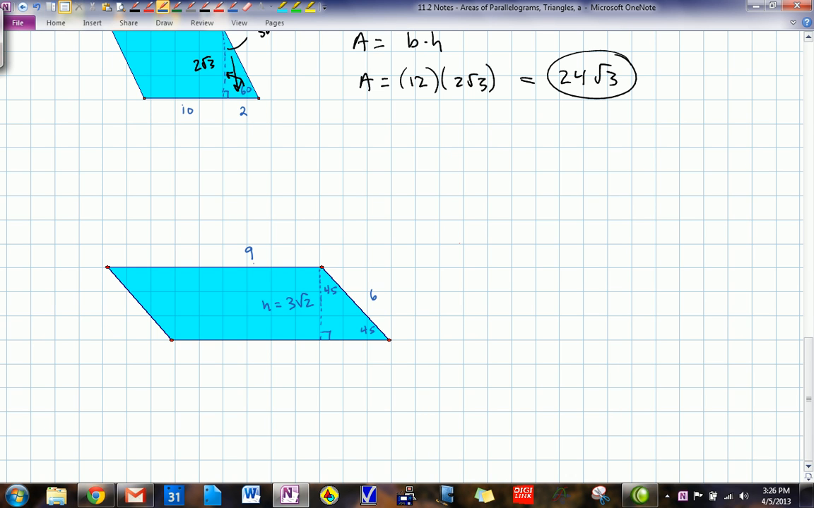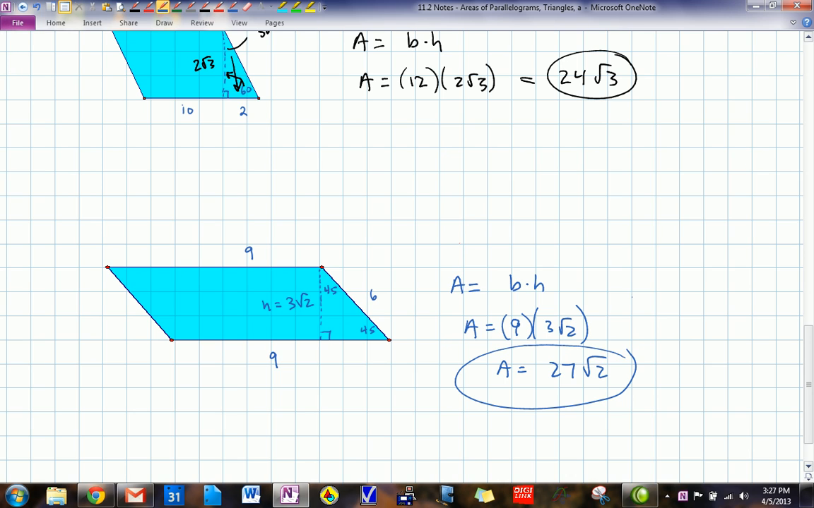And therefore, if the top side is 9, then the bottom side is 9. Remember, opposite sides of a parallelogram are congruent. So the area is equal to base times height. So in this case, it's going to be 9 times 3 root 2. And therefore, the area is equal to 27 root 2. Okay, so that's going to take care of the notes on this section. And I'm going to stop this video.